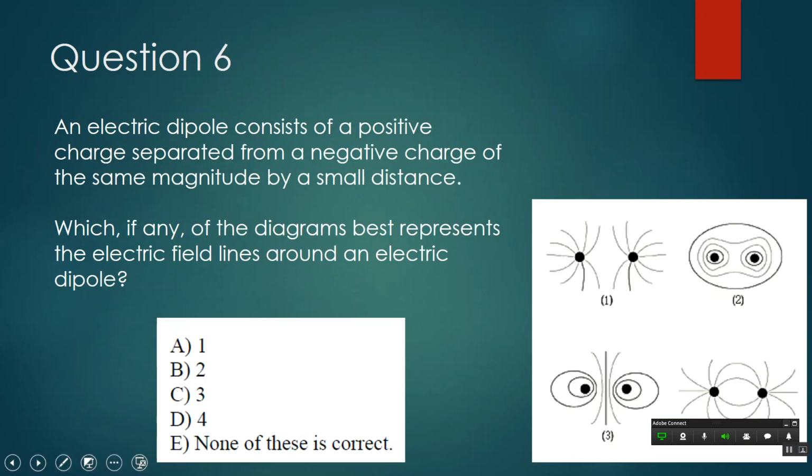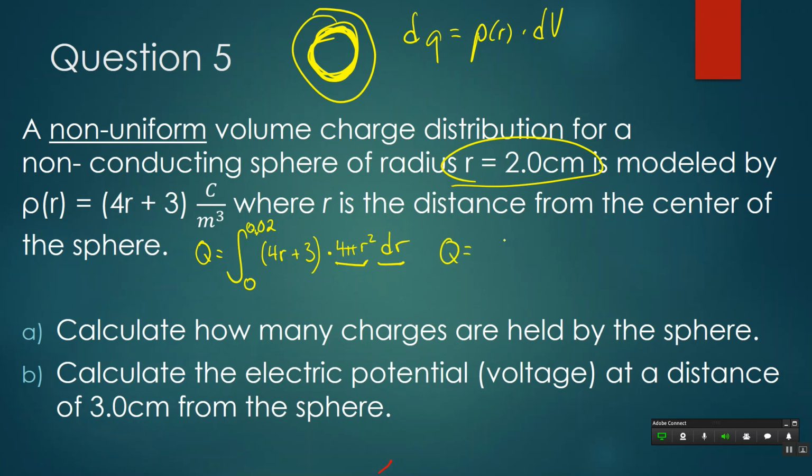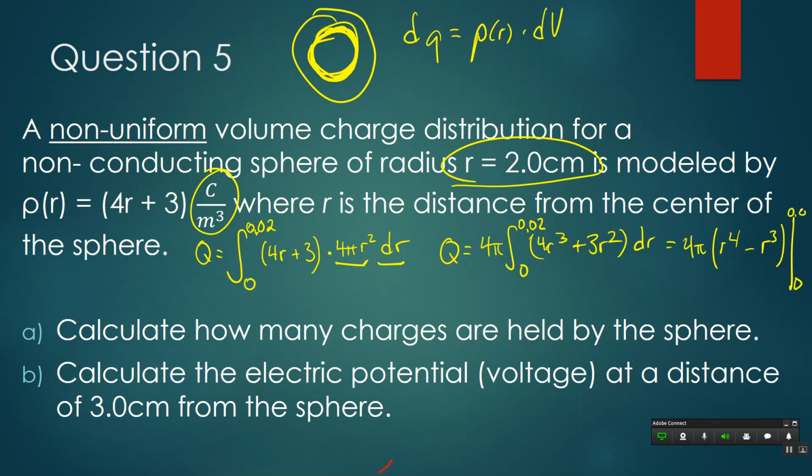So if I take the constants out and everything, it's going to be Q is equal to 4 pi integral from 0 to 0.02. Make sure you convert it to meters because the charge density is measured in coulombs per meter cubed. If you don't make the conversion, the math won't work. So this is going to be 4 pi, r cubed plus 3 r squared, dr, and that's equal to r to the 4 minus r to the 3 from 0 to 0.02. I forgot my 4 pi.